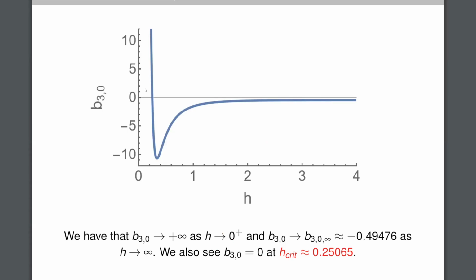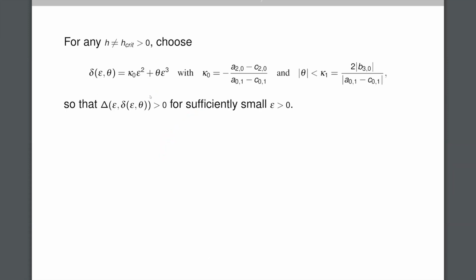And in fact, for this problem, there's only one, and it happens right here at about 0.25. For all other depths, you don't have to worry about B30 vanishing. And so this allows me to sort of wrap up our tour of these unstable eigenvalues of this 2x2 matrix. So pick any depth that's not equal to this critical depth where B30 vanishes.